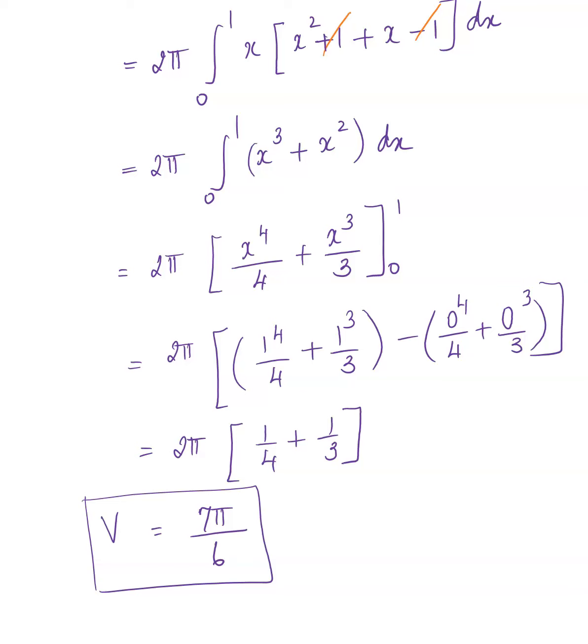Also, you need to watch out where the axis of rotation is. Is the axis of rotation the x-axis itself or the y-axis itself? Or is it away from it, in which case you'll have to account for it in your radius. You'll have to subtract it or add to it, depending on where it is. Okay. So that's it, class.